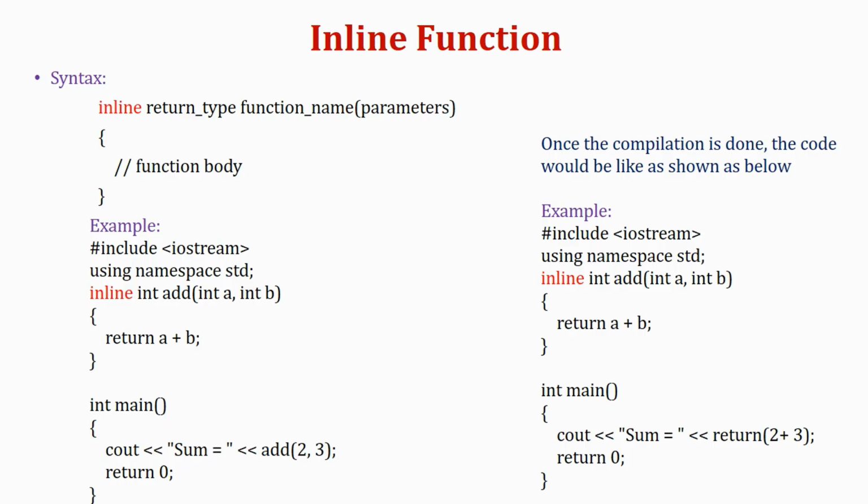Then the main function will invoke the function: the function name, followed by two values, both integers. Whenever the code is executed, once the compilation is done, the logic is automatically copied here, and it returns the result instead of making a function call. This is the way we save the function call: the compiler replaces the function call and inserts the logic directly, and we get the result immediately.